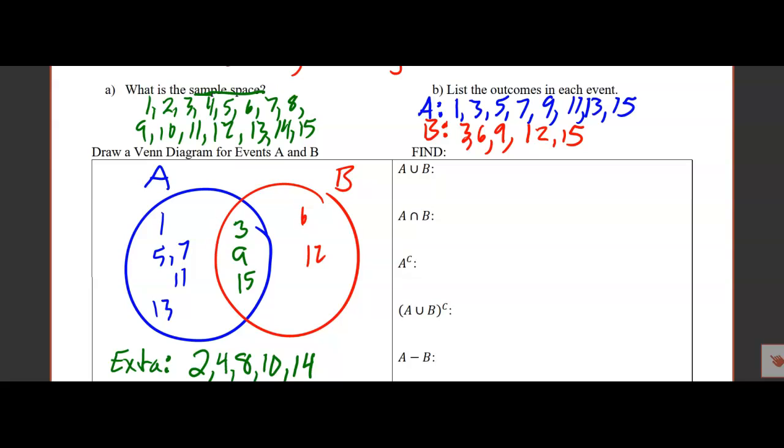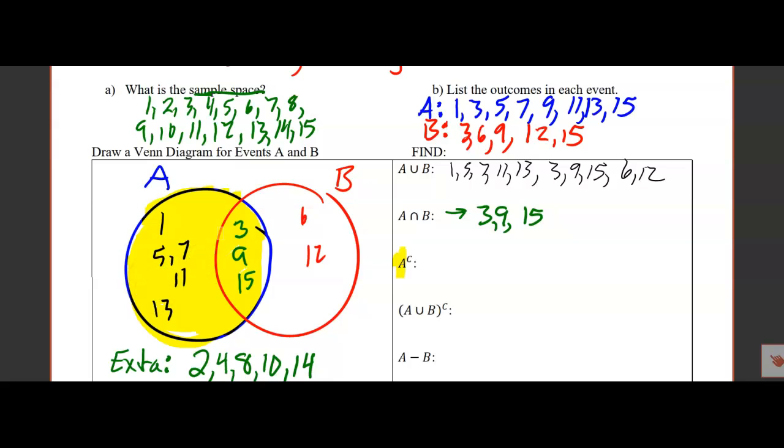So A union B is the entire set in A or B. So 1, 5, 7, 11, and 13, 3, 9, and 15, 6, and 12. A intersection B would be the set that's just in the middle: 3, 9, 15. Okay, this is A. This is the set that is A. The circle that is A, I just highlighted yellow.